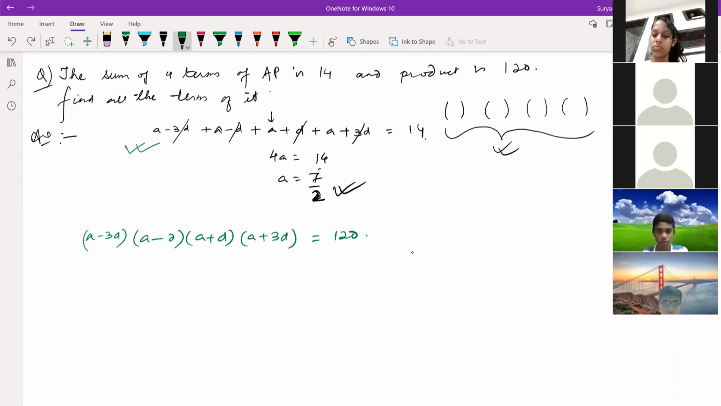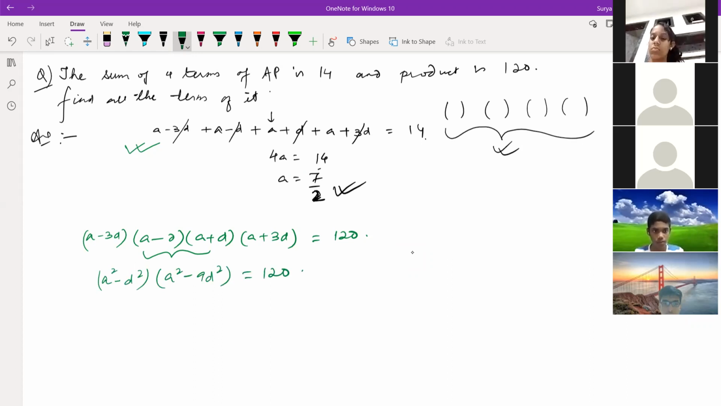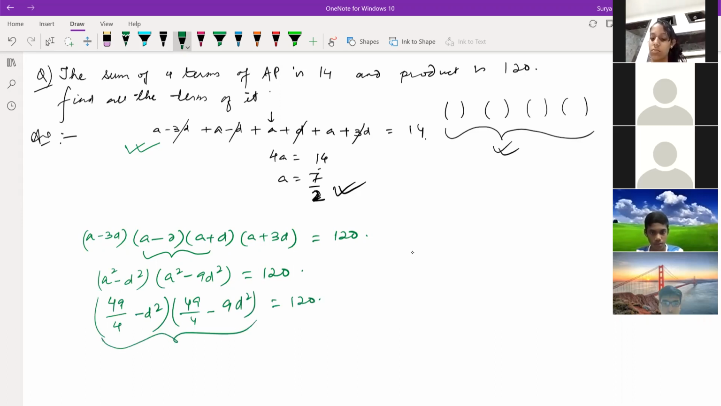A is 7/2. Now what can we do? These two terms you can combine. So what can we write here? A square minus D square. And here you can write A square minus 9D square is equal to 120. Now you can put the A value over here. What you'll get? 49/4 minus D square. Again here 49/4 minus 9 in D square is equal to 120. Now you have to multiply this and this, again this and this. You'll get the value of D. You can solve for D.